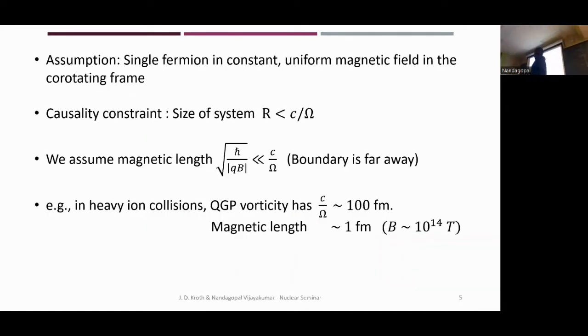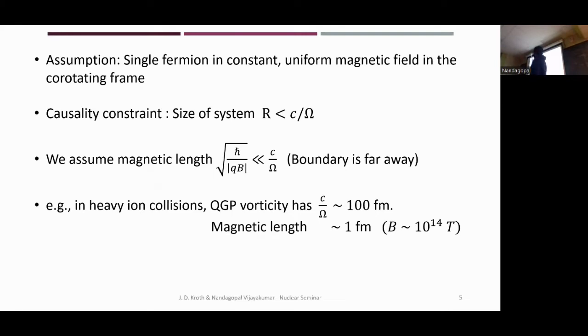Now, in our work, we did a simplified model where we just take a single fermion and we assume that in the co-rotating frame of the fermion, the magnetic field is constant and uniform. So this is a much more simplified version than what happens inside the QGP, just to make the calculation easier as a first step.